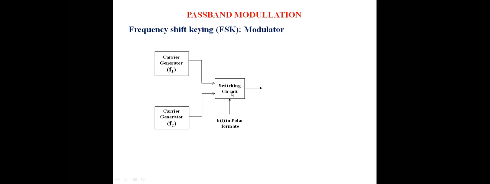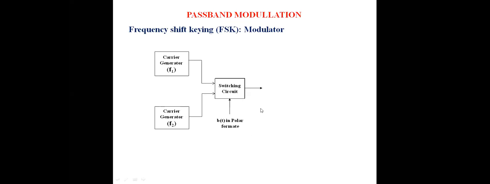If the switch is connected to the second one, that is when a negative pulse is given to the switch circuit, the switch will connect the lower carrier generator to the output. So then the output will be an FSK with the frequency equal to F2. Like that, these two carrier generators are connected to the output depending upon the value of the binary input.